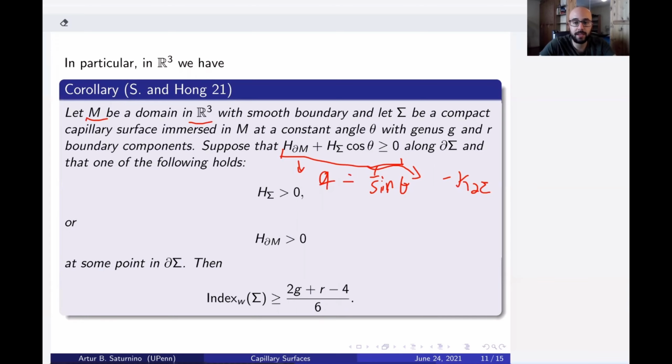So again, assume it's non-negative and assume that either sigma is non-minimal or that the mean curvature of M is greater than 0 at some point of the boundary. Then we can verify that inequality for D equals 3, and we get the following index bound.